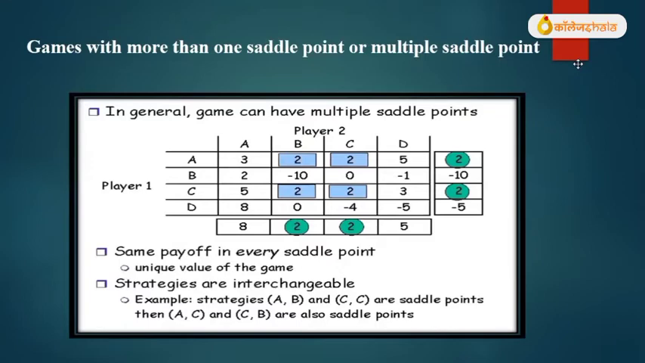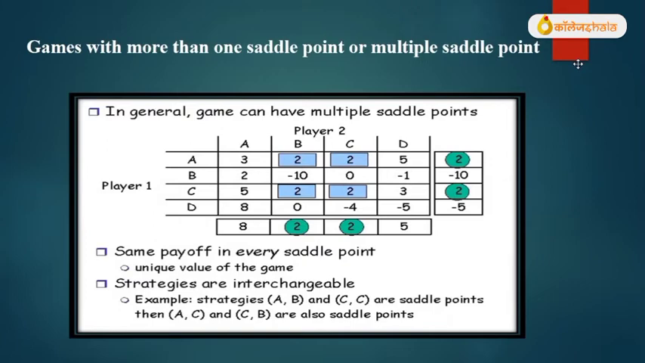If you check, there are again two players, player 1 and player 2. Player 1 is having 4 strategies A, B, C, D. Player 2 is also having 4 strategies. Now you can see if you go to A, B, that means player 1 is taking A and player 2 is taking B. That means 2. Similarly, we are having C and C, that means player 1 and 2 both are choosing option C. That is also 2. So we can say 2 is a saddle point, one saddle point.